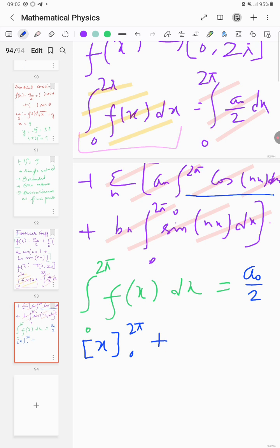So this an term also gives us 0. And what about the bn term? It also gives us 0 because bn has sin in it and an has cos in it. So cos nx dx integrated over 0 to 2 pi, that is over a complete cycle or complete period, gives us 0. Similarly, sin nx dx integrated over 0 to 2 pi, that is over a complete period, gives us 0 because the positive area and negative area of their curves or waves cancel out over a complete period, right?